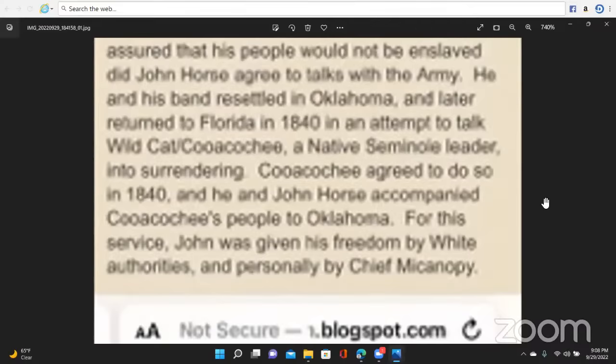Kuakokchi agreed to do so in 1840, and he and John Horse accompanied Kuakokchi's people to Oklahoma. So they came from Oklahoma to get the people in Florida and take them back to Oklahoma. For this service, John was given his freedom by white authorities and personally by Chief McCanopy. So that's what he did. That's who he sold out to get free from slavery. All right, let's go back to the other page.